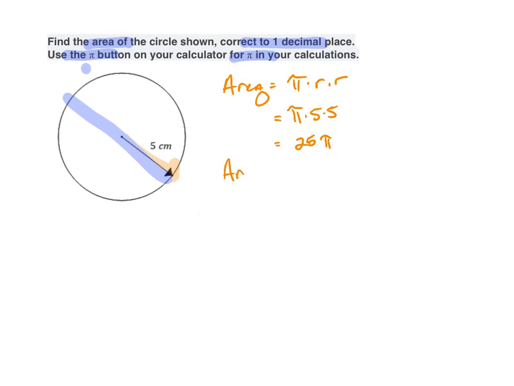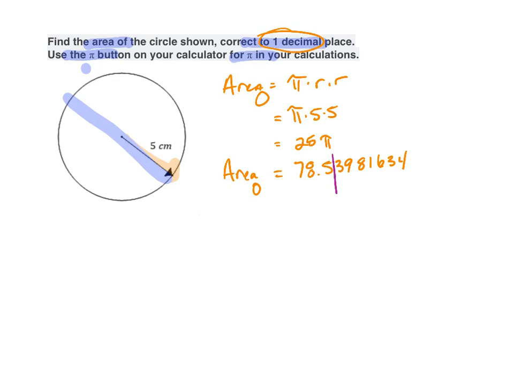So that means our area of this circle is going to equal 78.53981634. When I put the actual pi figure, I use that pi key, and I put 25 times pi. This is the number they give us, but they want us to round to the nearest first decimal place, which means we're going to round here.